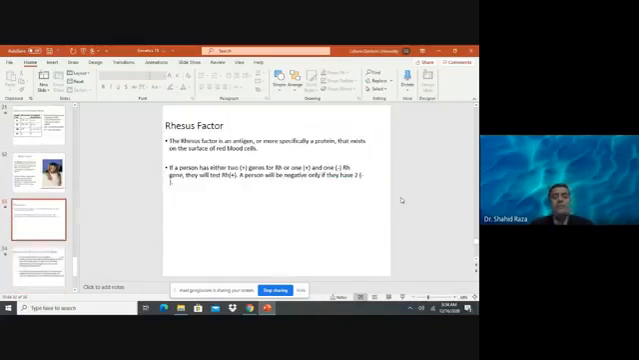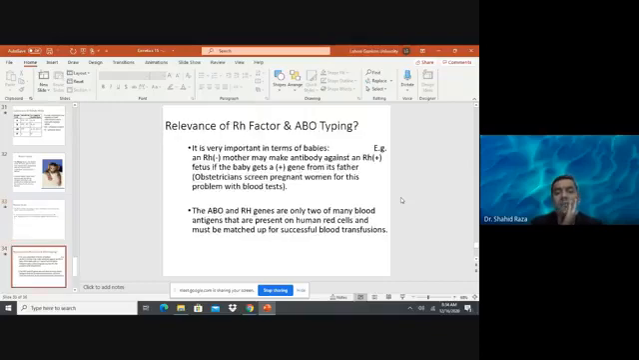So basically it is an antigen, or more specifically a protein, that exists on the surface of the red blood cells. If a person has either two plus genes for Rh or one plus and one minus Rh gene, they will test Rh positive, and a person will be negative only if they have two negative. So this shows the relevance of the Rh factor and ABO blood typing.